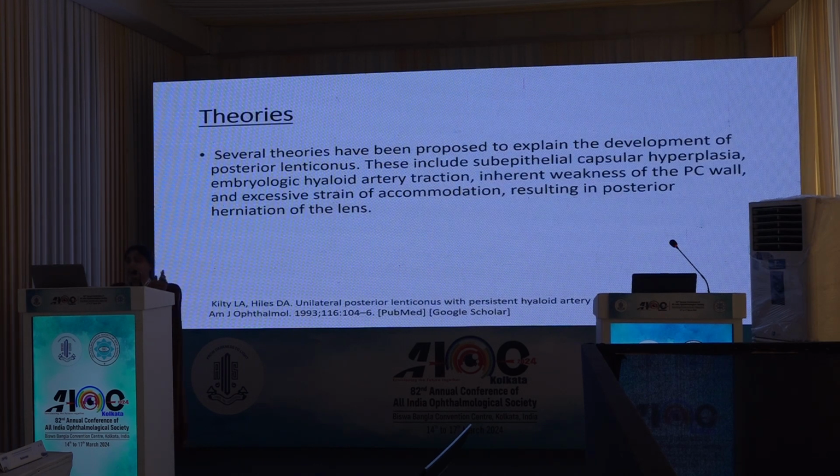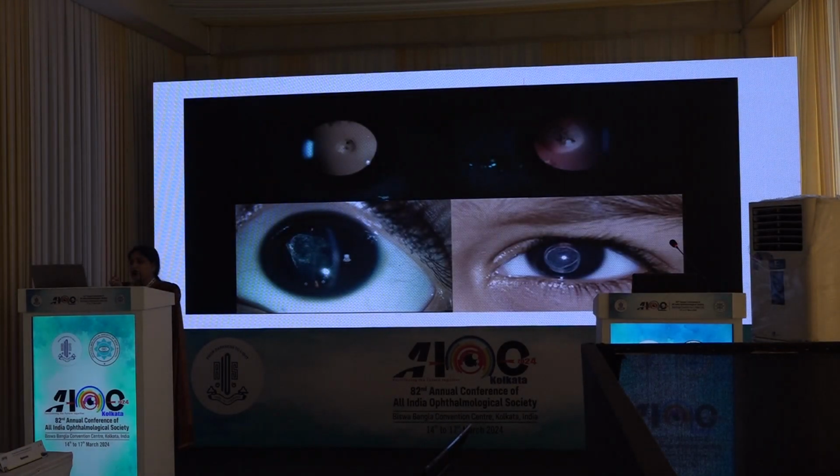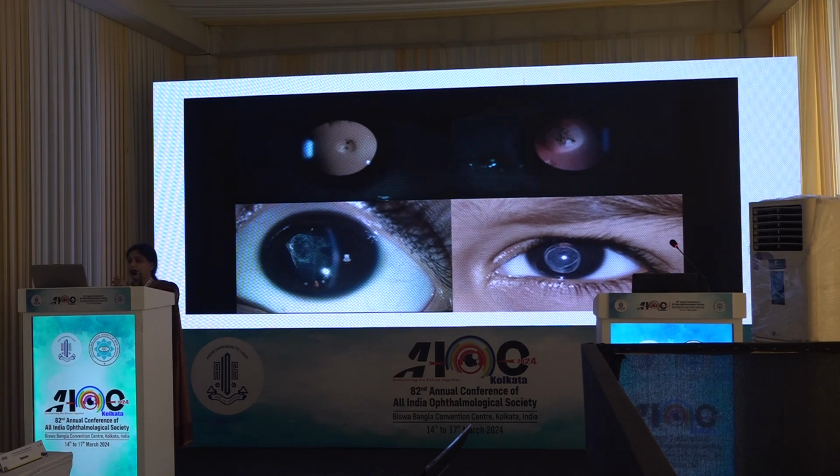So several theories have been proposed for the development of posterior lenticonus, which may include subepithelial capsular hyperplasia, embryologic hyaloidal traction, inherent weakness of the PC wall. So basically, the main surgical issue is the weakening of the posterior capsule. This is what we have to deal with. So a case of lenticonus may present in such forms: either a plain lenticonus, or there is a cataract formation in the posterior capsule, or a lamellar formation, or there can be a complete cataract.